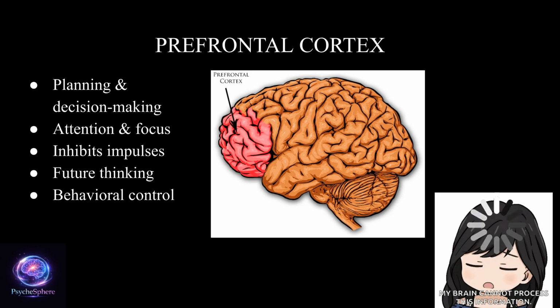Now let's talk about the prefrontal cortex. Our prefrontal cortex is like the CEO of the system. It helps you plan, focus, control impulses, and make decisions. It also allows you to think about the future and choose actions based on long term goals instead of immediate impulses. Without it, our behavior becomes impulsive and very disorganized. And that's why our prefrontal cortex is very, very important.